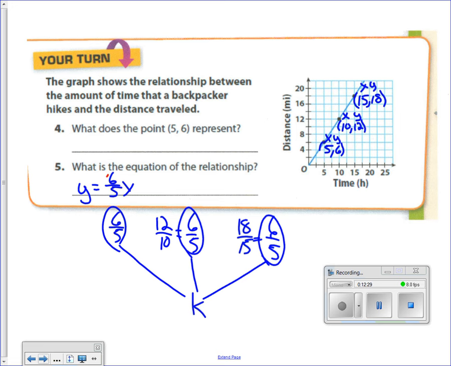Now, what does the point (5, 6) represent? So at 5, 6, in 5 hours, he traveled 6 miles. Start with your x. Time in 5 hours, go up, he traveled 6 miles. Or you say 6 miles hiked in 5 hours. Okay. Alright, make sure you get all these notes copied down for class on Monday.